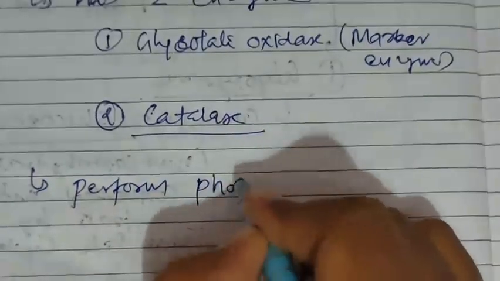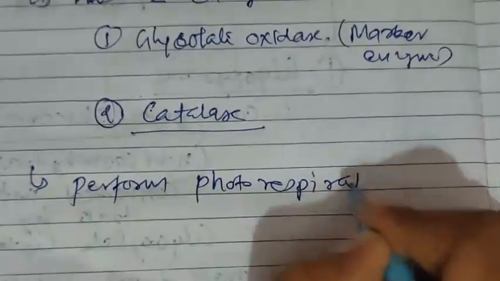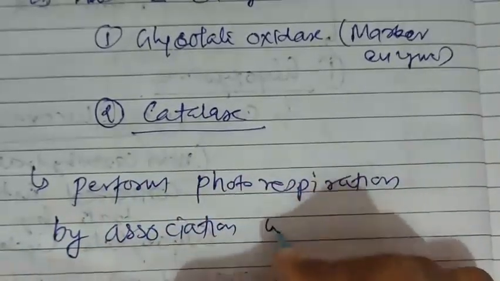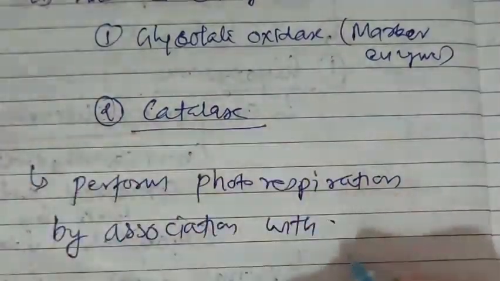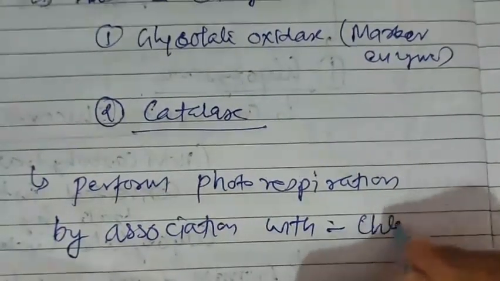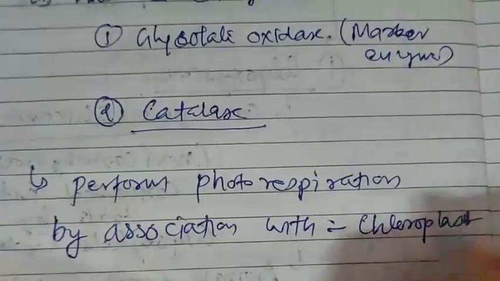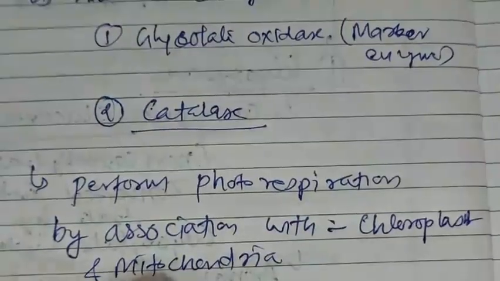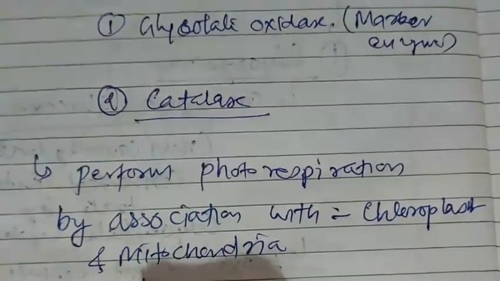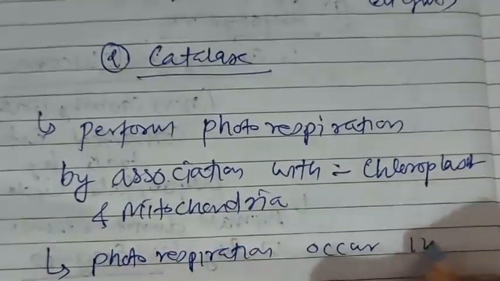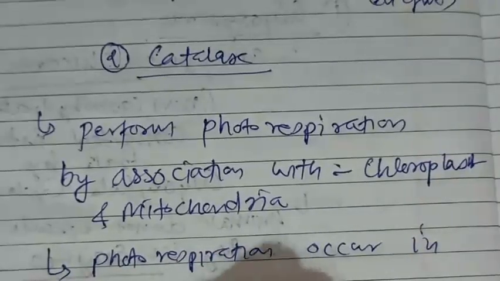and this peroxisome perform photorespiration by association with chloroplast and mitochondria. And this photorespiration occur in C3 plants that we will study in the photosynthesis chapter.